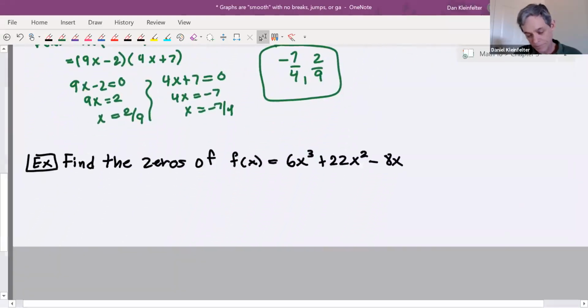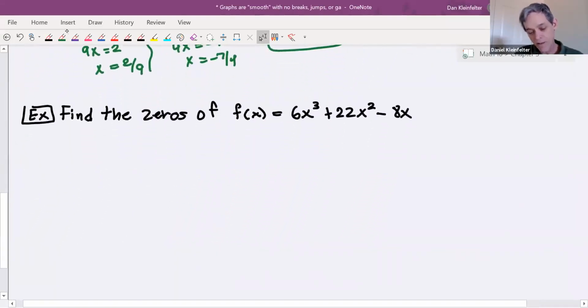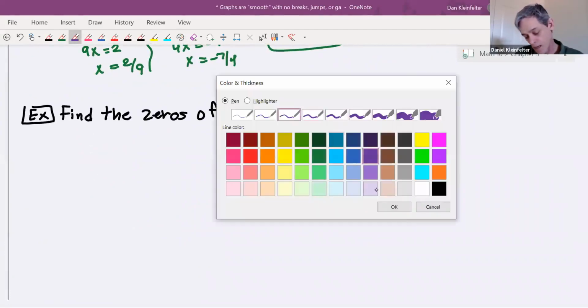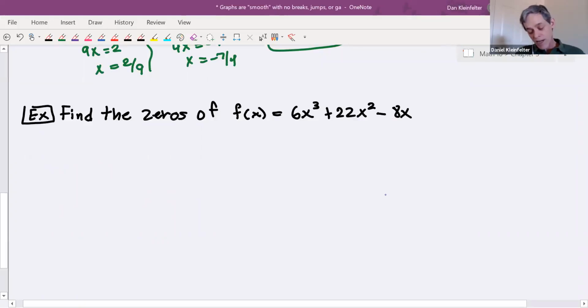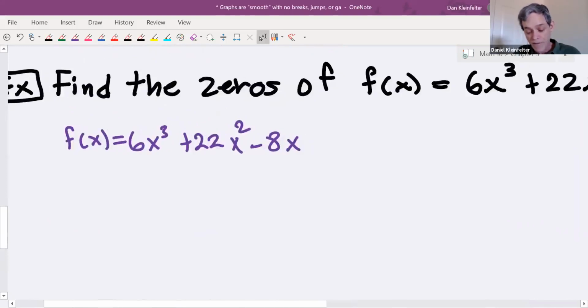Okay, let's try that again. All right, so this time we're given a function f of x, and again, we would like to figure out what the zeros are. So we're going to try to do this via factoring. So our f of x is 6x cubed plus 22x squared minus 8x. So then for this one, we'd first again want to check and see if there's a common factor. And this time there is a common factor of 2x. So let's bring that up. So we have 2x. That will leave us with 3x squared plus 11x minus 4.